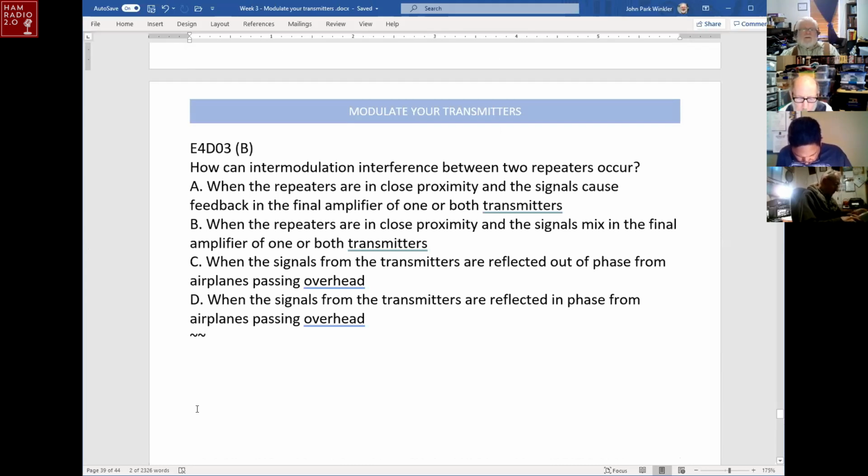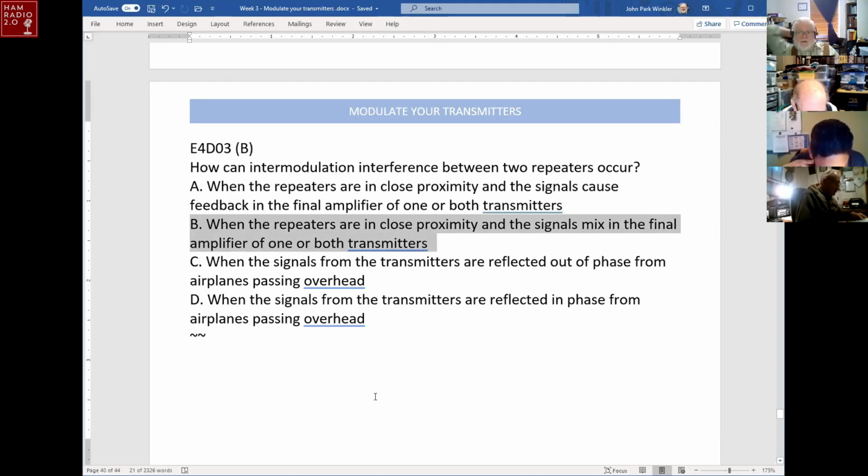For D03, how can intermodulation interference between two repeaters occur? The answer is B, when the repeaters are in close proximity, like on the same tower, and the signals mix in the final amplifier of either of the transmitters. You get intermodulation, and depending on the frequencies of the transmitters, where that intermodulation comes out is dependent on those signals. And it doesn't deal with signals causing feedback. It's the signals mixing.